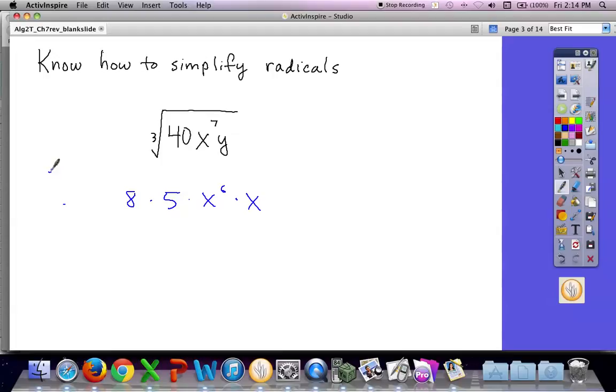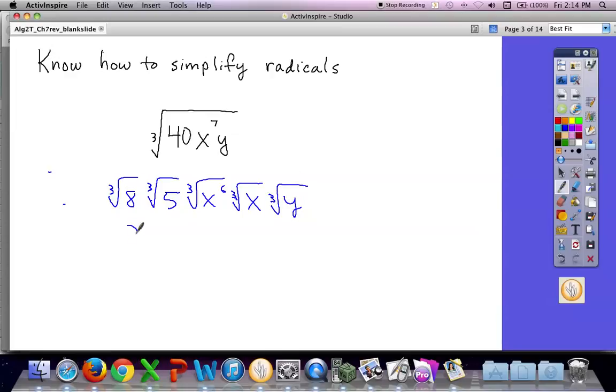And how about that y? Are we going to be able to do anything with the y? No, because it would have to be there at least 3 times, so you could take it out once. It's only there once, so that part won't be simplified. Right. So now we take the cubed root of each factor, and you simplify what you can.